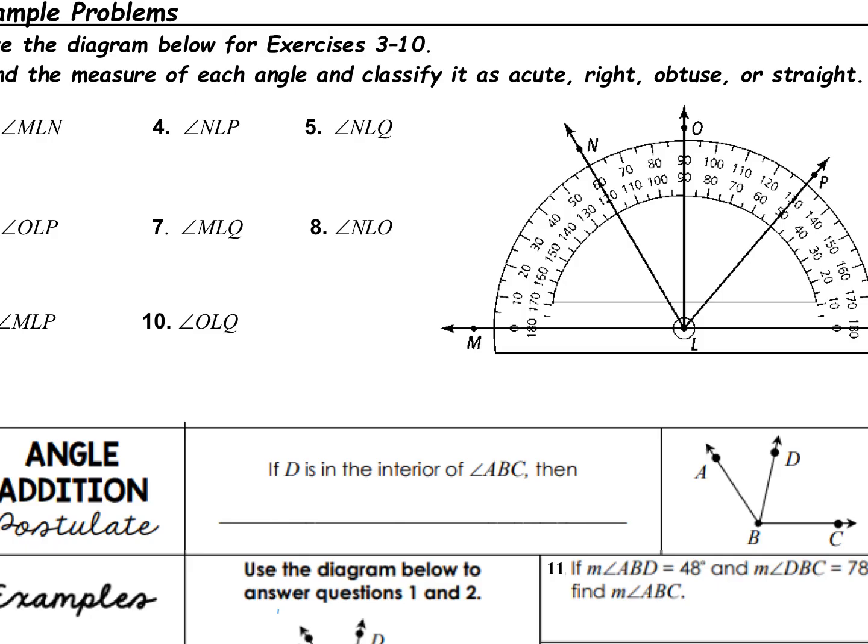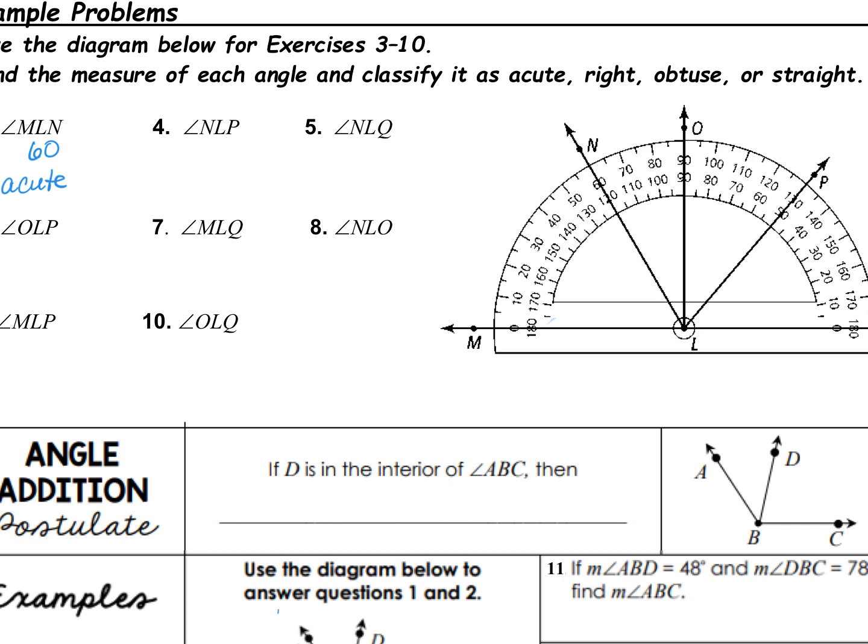All right, for this example, we have to measure the angle using this protractor. That's what we call that little thing off to the right. And then we have to classify it based on that measure. So the first angle is angle MLN. That means I start at M, I go to L, and I go up to N. And I have to figure out how big that is. So from here to here, I can see that that is going to be 60 degrees. So this angle is 60 degrees. And since that is less than 90, that makes that angle acute.